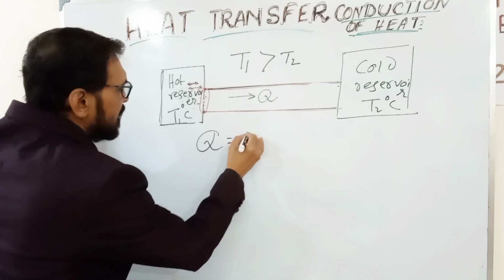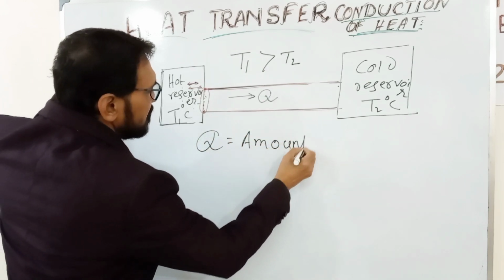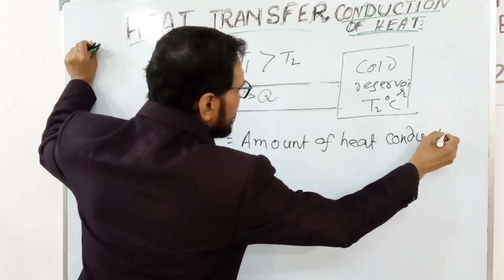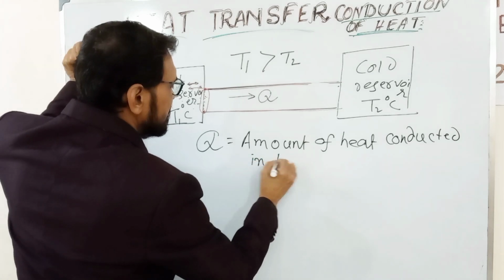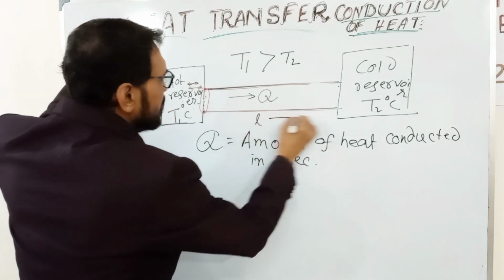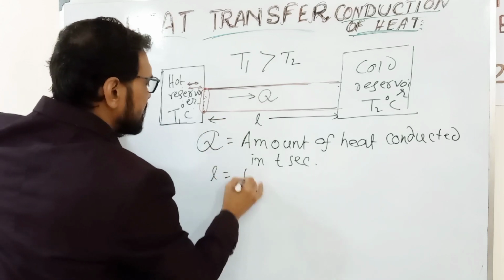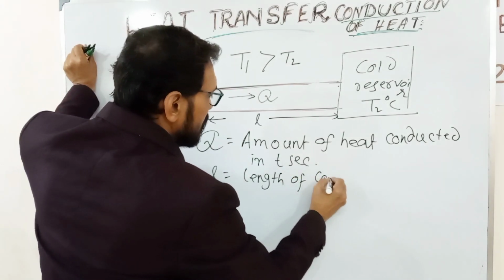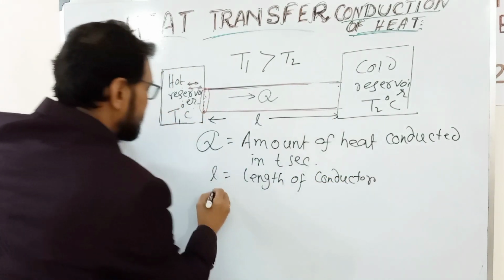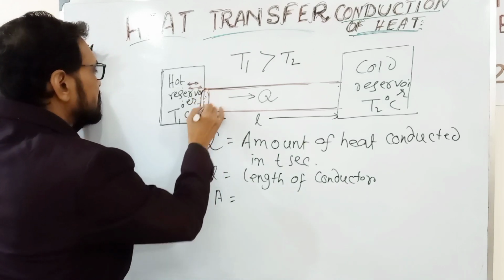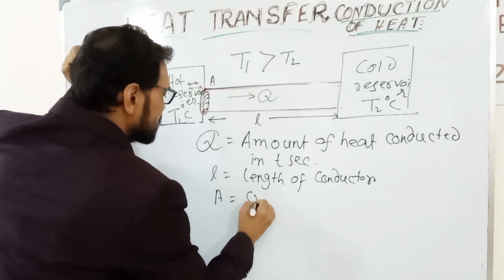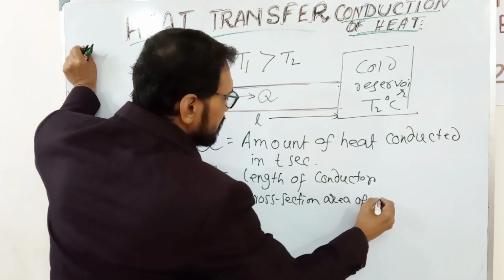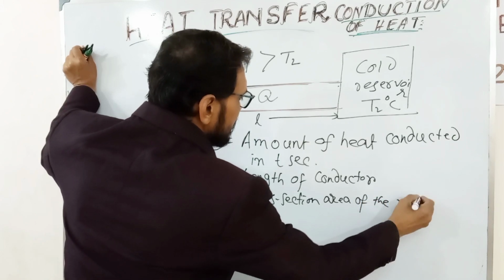Suppose Q is the amount of heat conducted in t seconds. L is the length of the conductor. A is the cross section area, this cross section is A, the cross section area of the conductor or rod here.